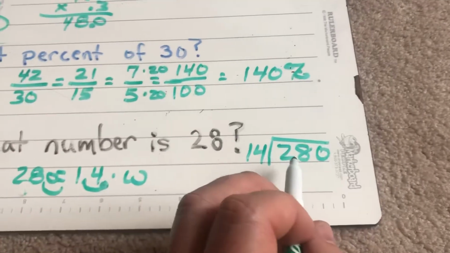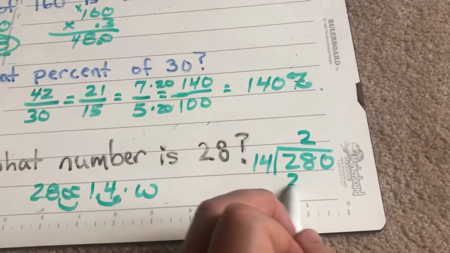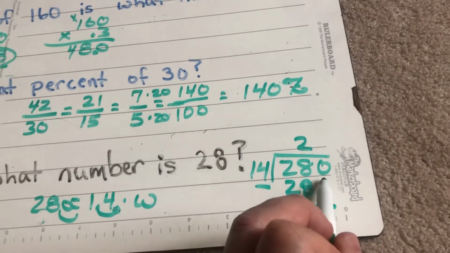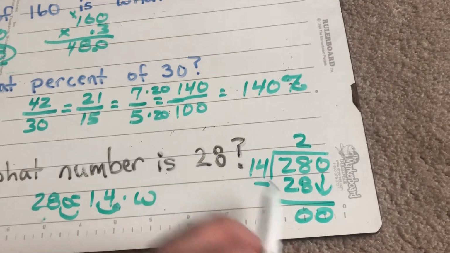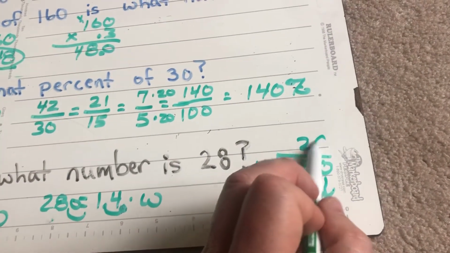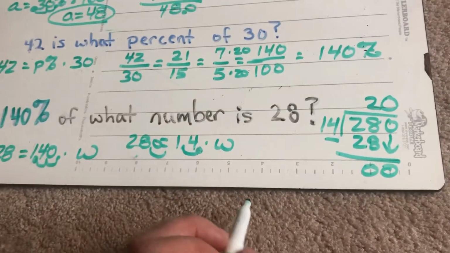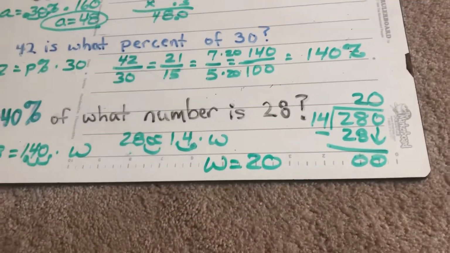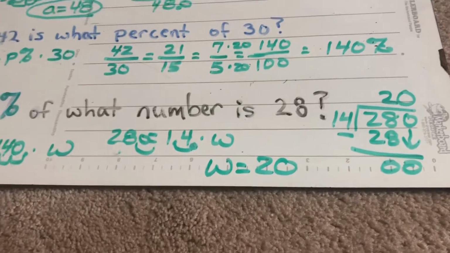Well, I know that 14 cannot go into 2, but it can go into 28 twice. 2 times 14 is indeed 28. 28 minus 28 is 0. Drop this 0, and 14 can go into 0 zero times. And I find that W equals 20. That's the whole group. 28 is 140% of 20.